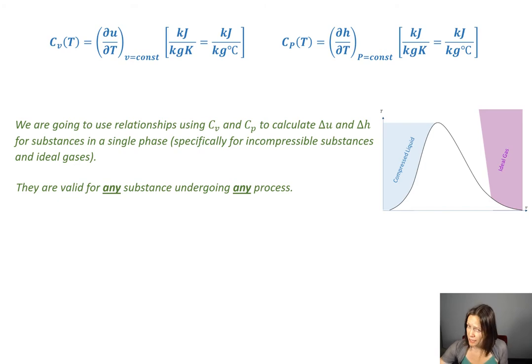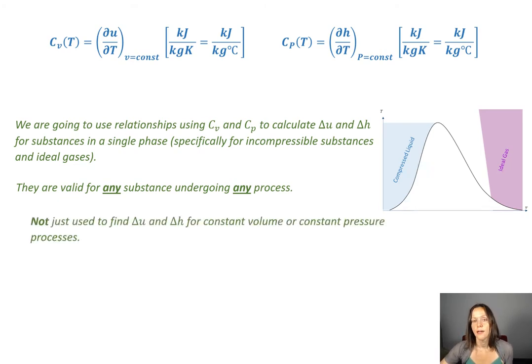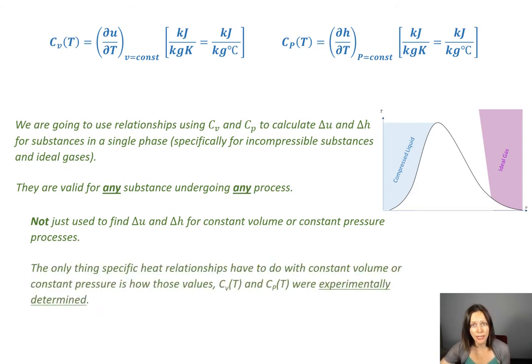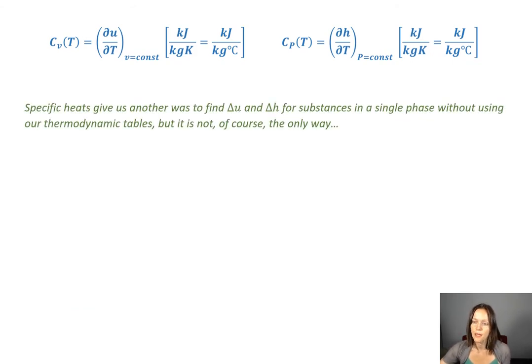So it's valid for any substance undergoing any process in those two regions, and it's not just for constant pressure or constant volume processes. The only thing that CP and CV have to do with constant pressure and constant volume is how they were experimentally determined in the first place. So just keep that in mind. Don't think that it's limited to only constant pressure processes and constant volume processes.